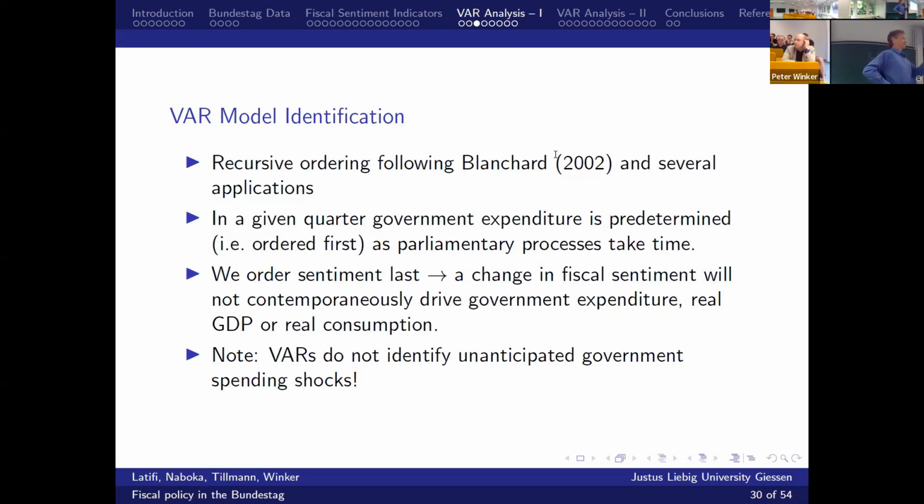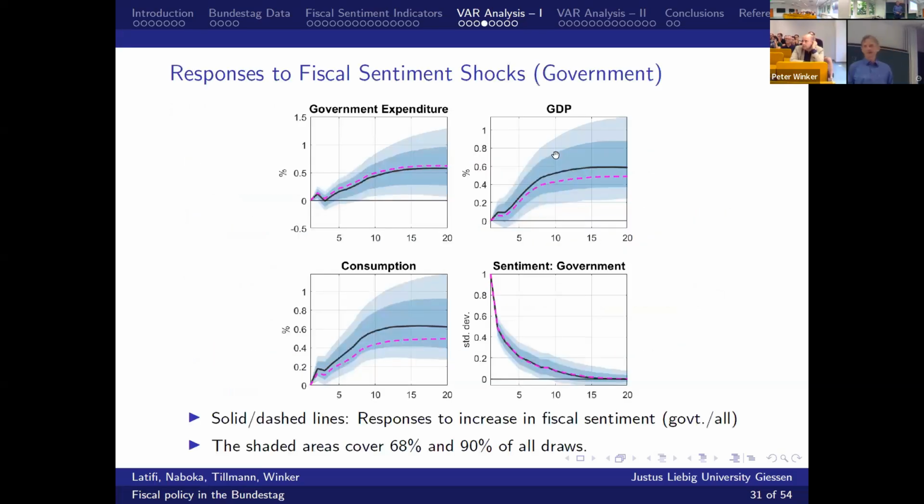And later on, we could also show that the fiscal spending shocks you typically draw from such a VAR model without the sentiment can be explained to some extent by the fiscal sentiment. So they are not shocks. You can predict them based on the speeches. That's why we think our approach might be a more robust thing.